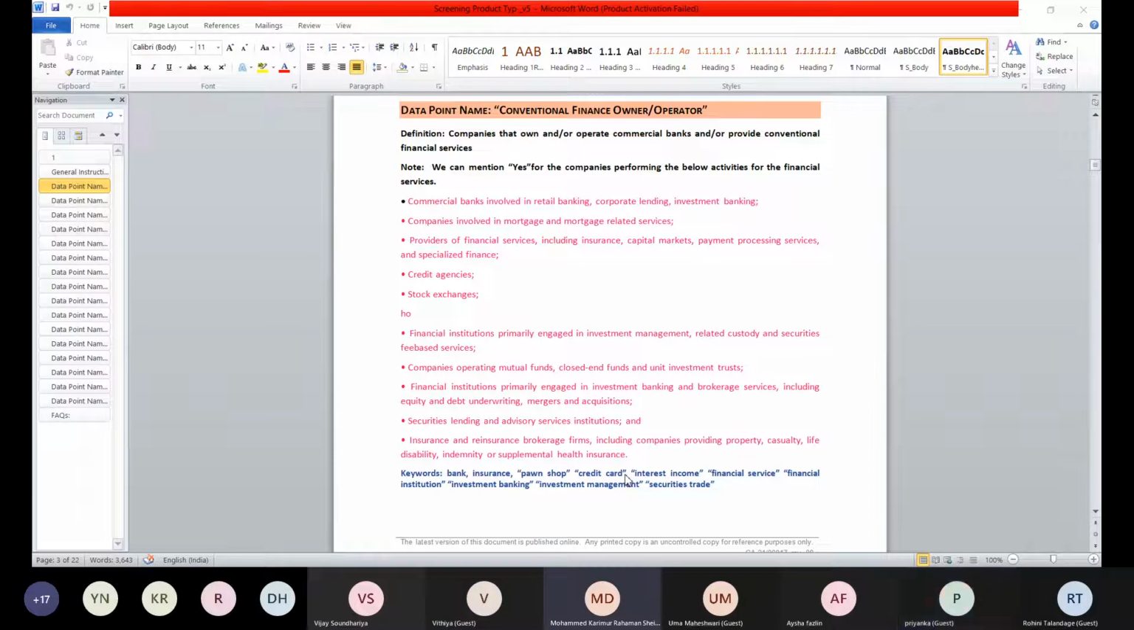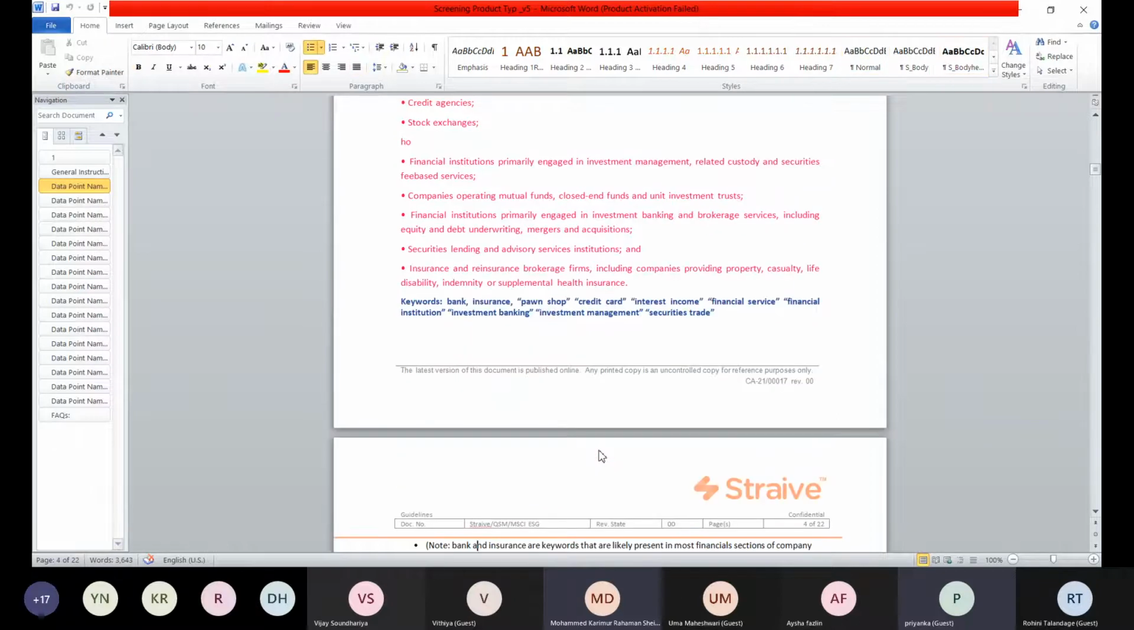Okay, let me explain this. Here we have two concepts: positive context and negative context. Let's take a keyword like credit card. Credit card in a positive context means the company you are processing is providing credit cards to the customers. Who will be providing the credit card? The banks will be providing, right?